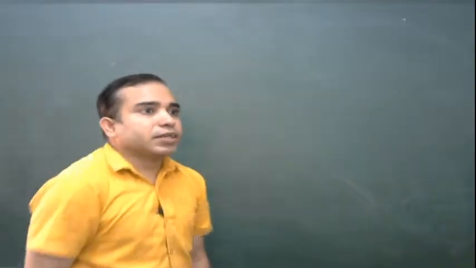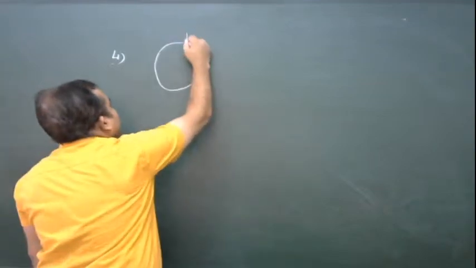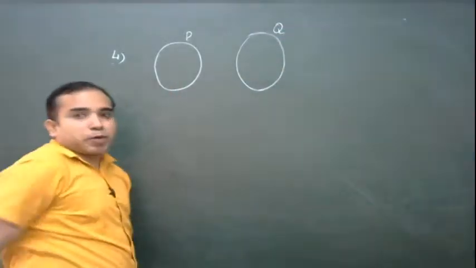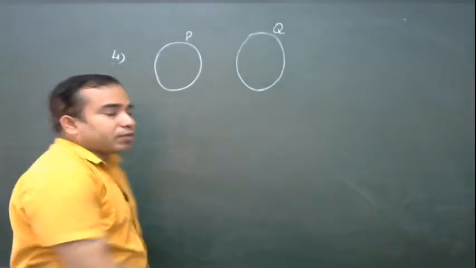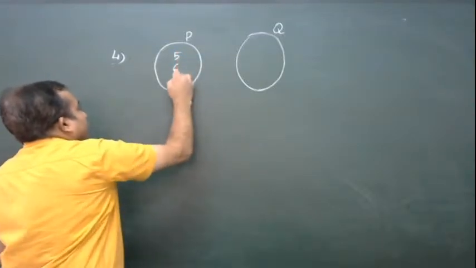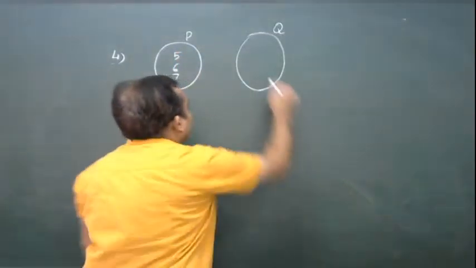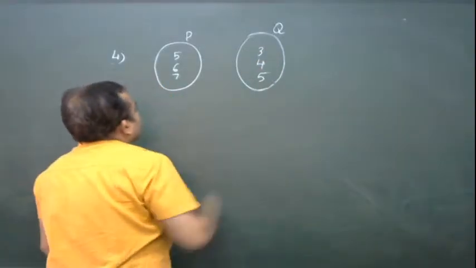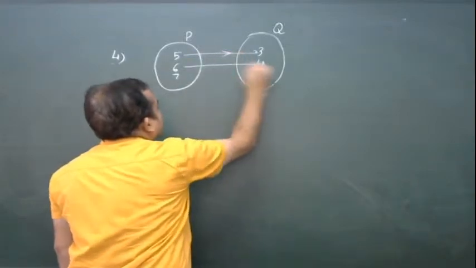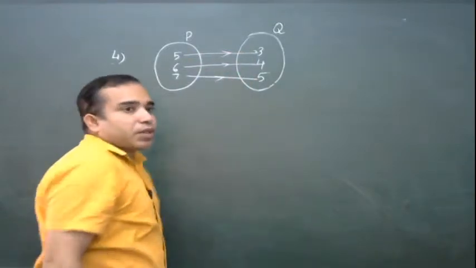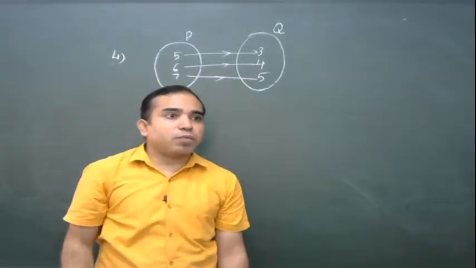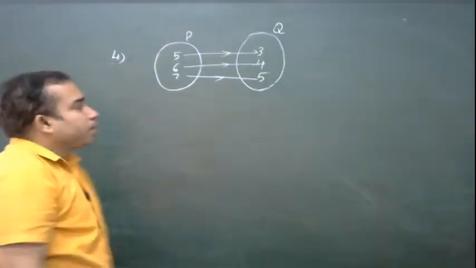Question number 4 says that this figure shows a relationship. This is a set given P and this is another set given Q, and P contains 5, 6, 7 and Q contains 3, 4, 5. With these arrows the relation is defined. They are asking to write this relation in set builder form and in roster form, and its domain and range.